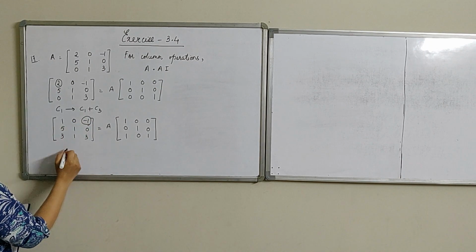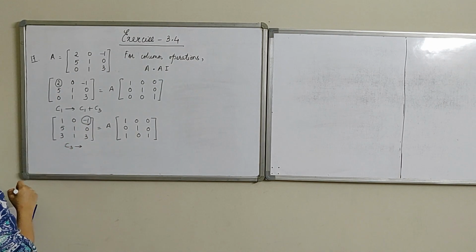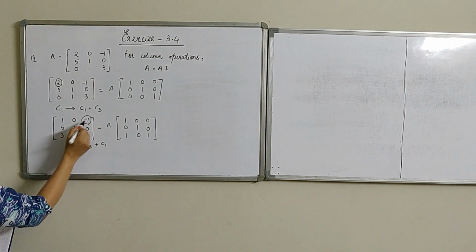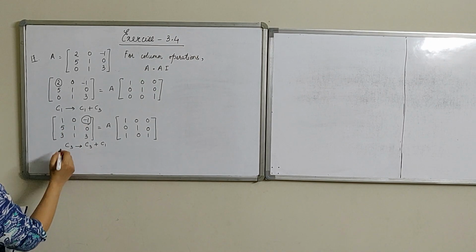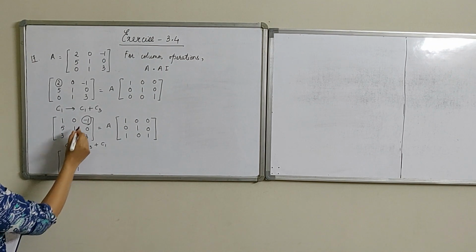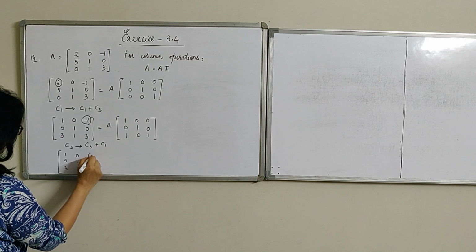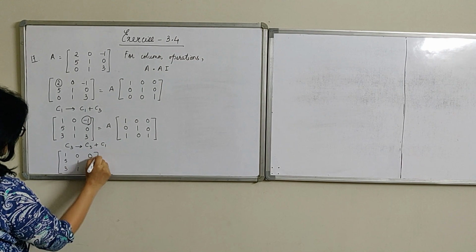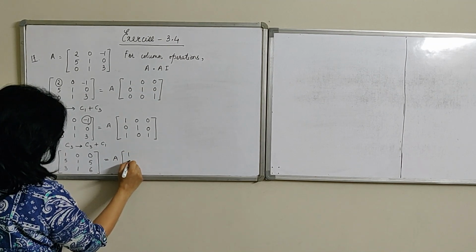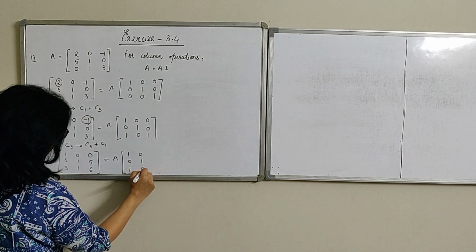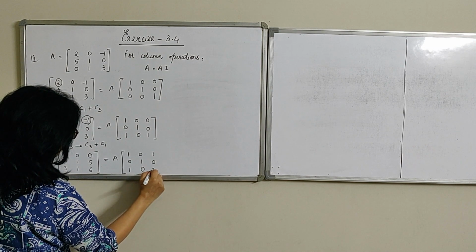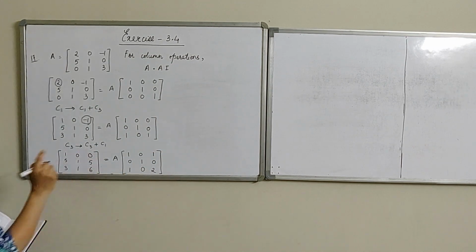This has to be a 0. This element is in the third column. If we add to the elements of third column the elements of first column, this element will become 0. So the first column is same, second column is same, and the third column, performing this operation, 0, 5, 6. And likewise on the right hand side, the first column is same, second column is same, performing the operation C3 plus C1, 1, 0, 2. So first row has been obtained.